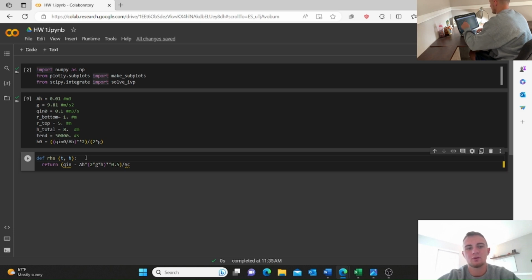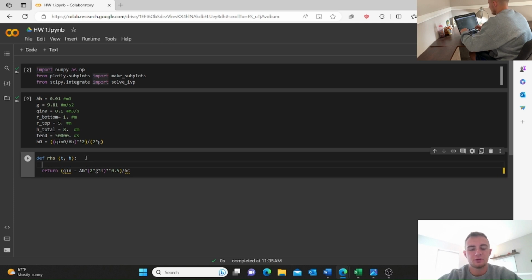One is our Qn, but like I said, what we do know is our initial flow rate in, and that is 0.1 cubic meters per second. And what we're going to do in this situation is raise that flow rate by 20%. So I'm going to multiply our initial flow rate by 20%. So we'll do 1.2 times Qn naught.